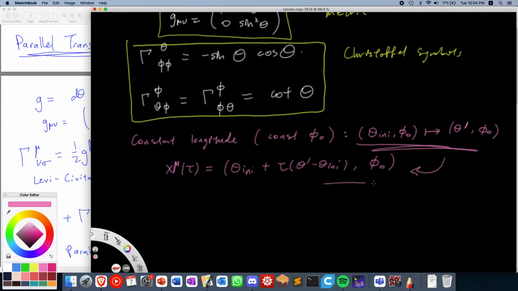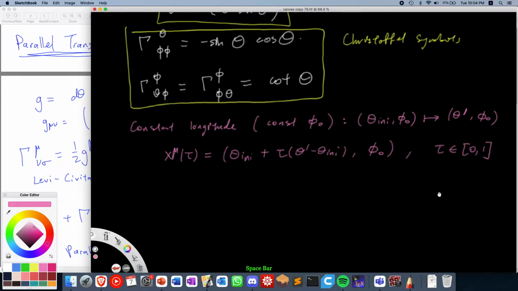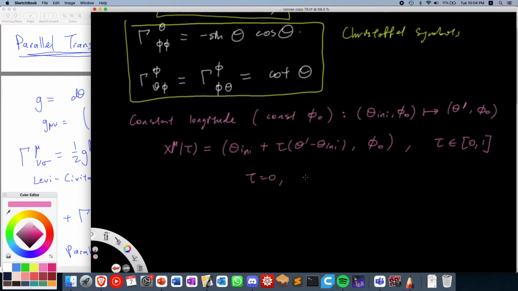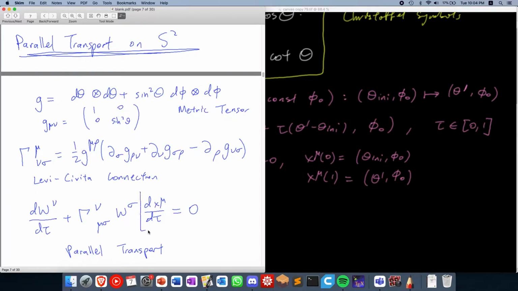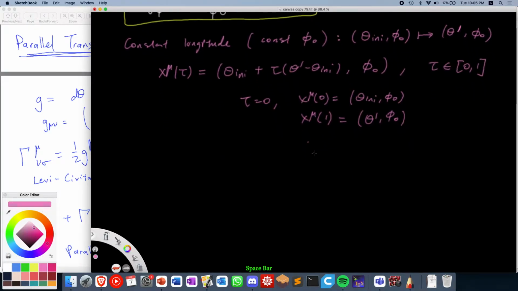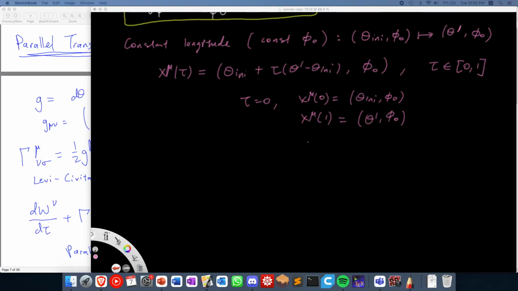This is just rewriting it in terms of a function. In this case, tau ranges from 0 to 1. And see that when we start off at tau equals 0, then x(0) equals theta initial and phi naught, and at tau equals 1, it equals this. So this is the path that we take. Where does this fit in the equation? This fits in over here. So x mu is the path that we parallel transport along.